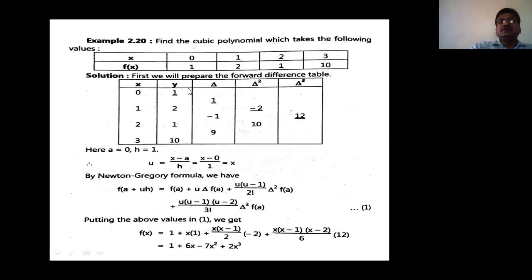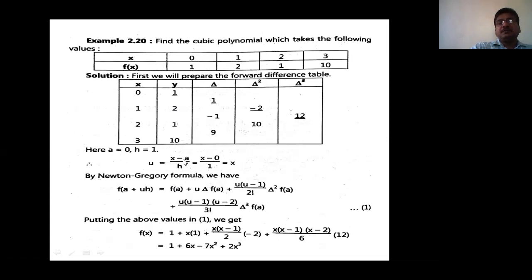So using Newton's forward method, prepare the forward difference table. This is the forward difference table: the values of x, y, and then delta, delta square, delta cube. Then take a as 0, that is the first point. h, the common difference, is 1. And then take u as (x minus a) by h. So what is x in this problem? x is x in this problem. We have to find the cubic polynomial which fits this data. And that's why x is x.